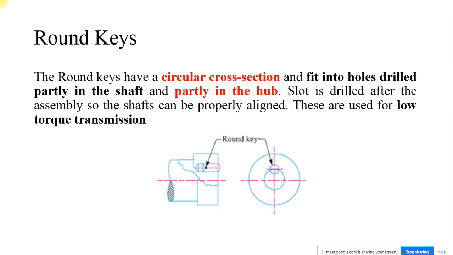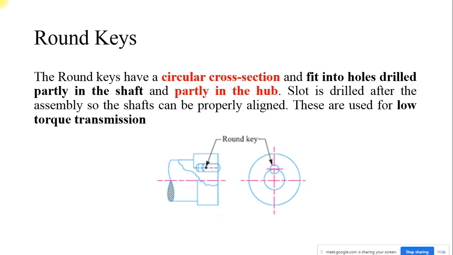The round key has a circular cross section. Obviously you know that whenever it is called a round key, you will have a round cross section, and it fits into holes drilled partially in the shaft and partially in the hub, within which this round key will be inserted. The slot is drilled after the assembly so that the shaft can be properly aligned.